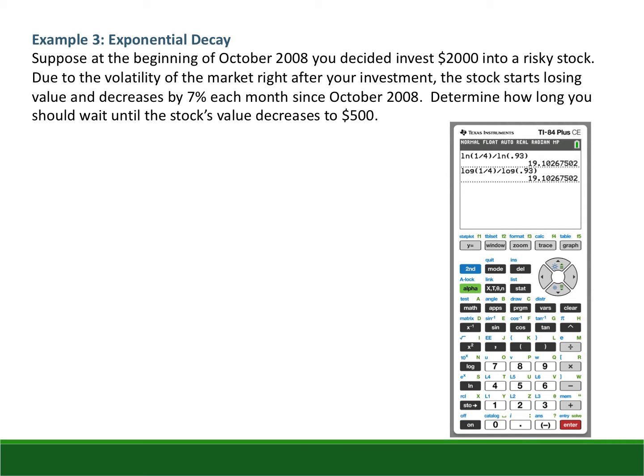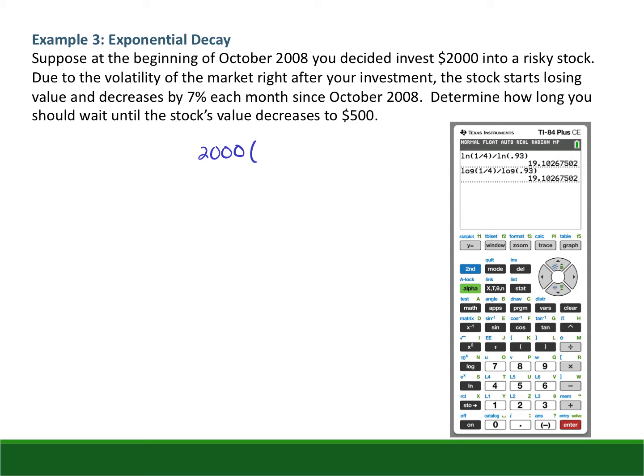Let's take a look at how to solve an exponential function. Specifically, a function that's decreasing, and how to solve this algebraically. So we've got an investment of $2,000 and it's being invested in a risky stock. So it's actually losing value each month. In fact, it's losing 7% in value each month.